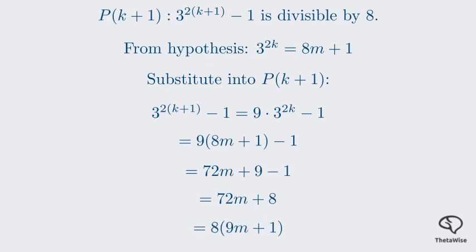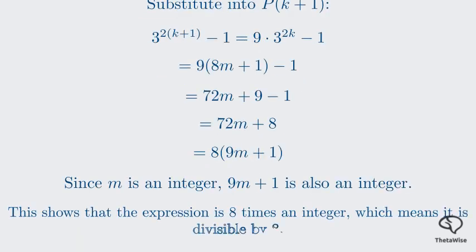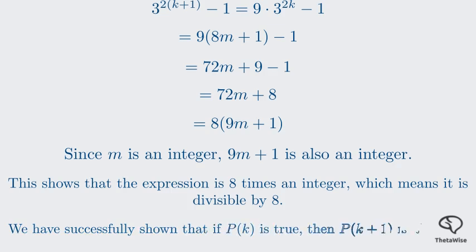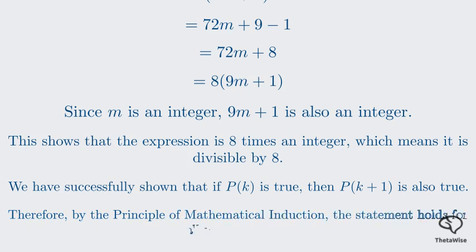Now, our inductive hypothesis states that 3 to the 2k minus 1 equals 8m. We can rearrange this to get 3 to the 2k equals 8m plus 1. Since m is an integer, 9m plus 1 is also an integer. This shows that the expression is 8 times an integer, which means it is divisible by 8. We have successfully shown that if P of k is true, then P of k plus 1 is also true. Therefore, by the principle of mathematical induction, the statement holds for all integers n greater than or equal to 1.